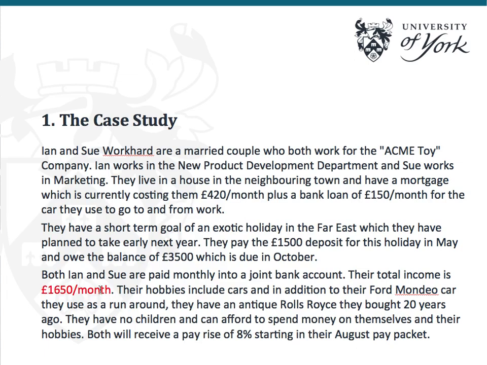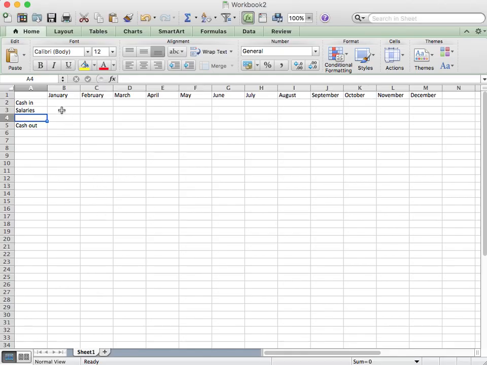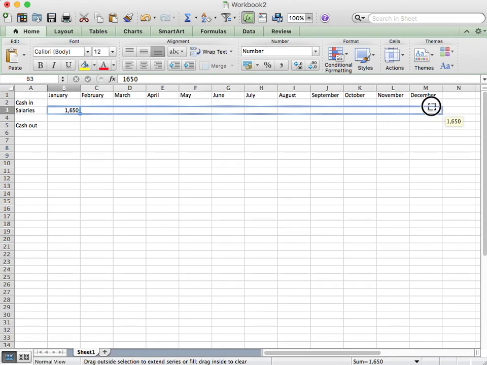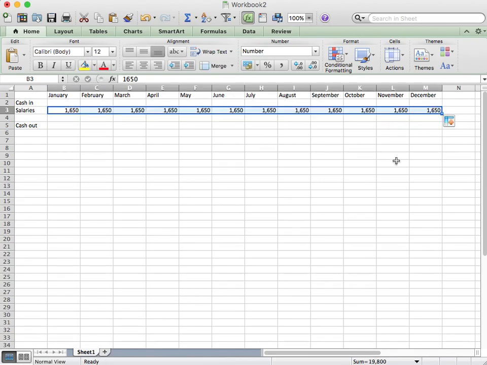£1,650 per month. And I'm going to highlight everything in red, or change the text in red to indicate that I've picked that information up. So £1,650 per month in salaries. Go back to the spreadsheet. Salaries, £1,650 per month. And again, I can copy that figure. This time it's only a figure, so Excel doesn't do anything with it. It transfers it across.